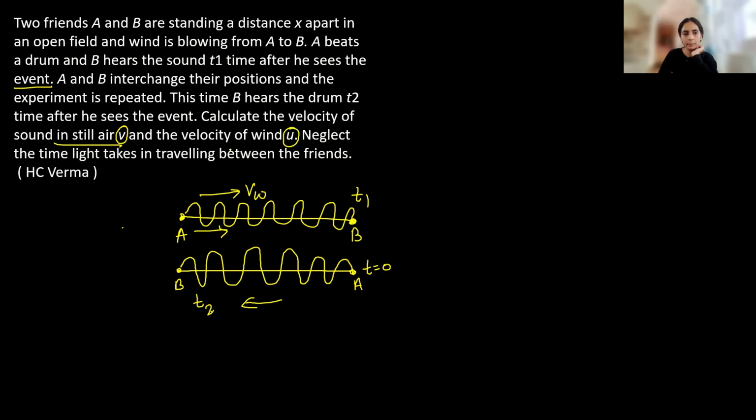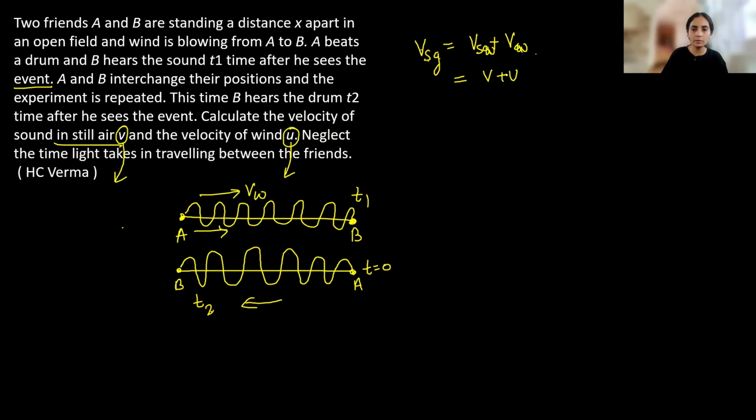So see here, velocity of sound in still air. Let us say that is given as V and this is given as U. So what will be T1 in this case? If you see, velocity of sound with respect to ground will be equal to how much? Velocity of sound in still air plus velocity of air, that is wind. So let us write it as W. So VSG, that is velocity of sound with respect to ground, is this much. And according to the variables given, this is equal to V and this is equal to U. So this is this much, right?